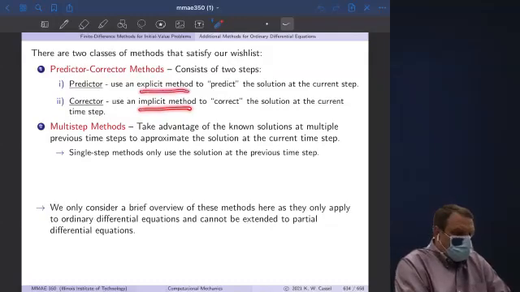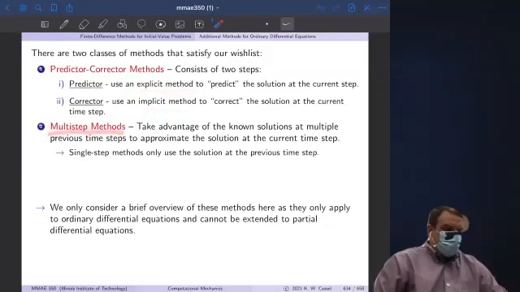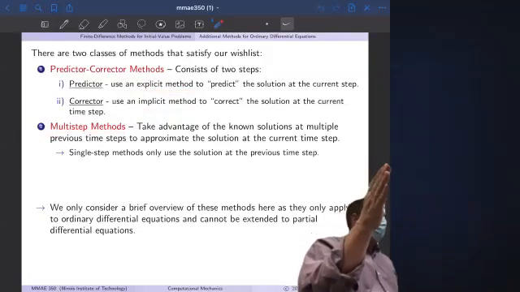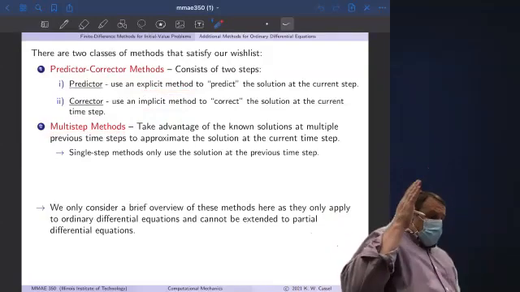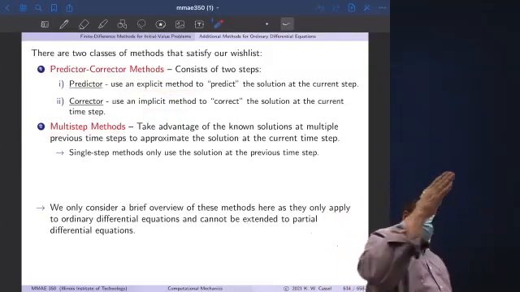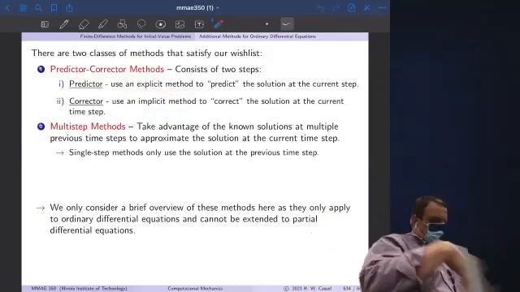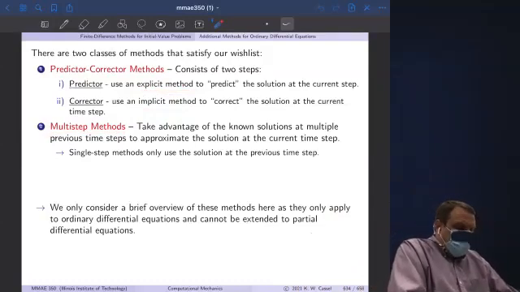So it's going to combine both explicit and implicit methods. And I'll show you a couple of examples of how we can do that. Multi-step methods are just what they sound like. So single-step methods, you just need the solution at the previous time step in order to get the solution at the current time step. For multi-step methods, we need the solution at multiple previous time steps in order to get the solution at the current time step. And in doing so, the hope would be that we can increase accuracy and/or numerical stability.